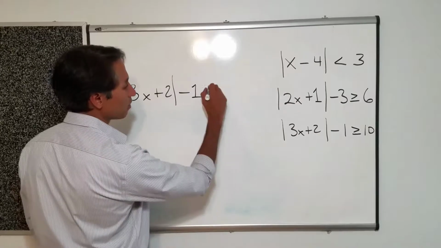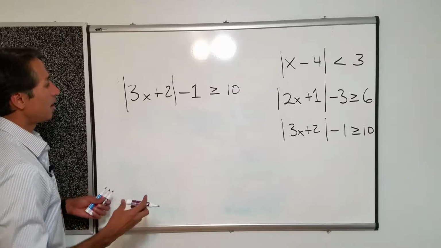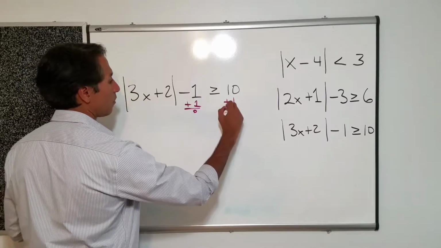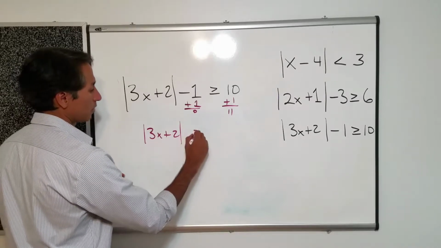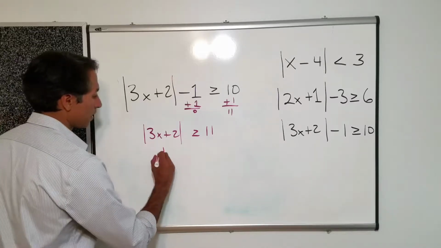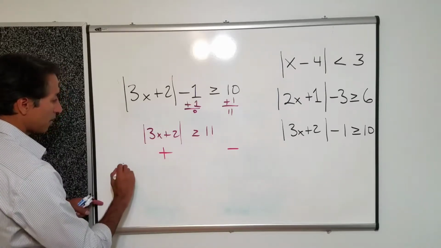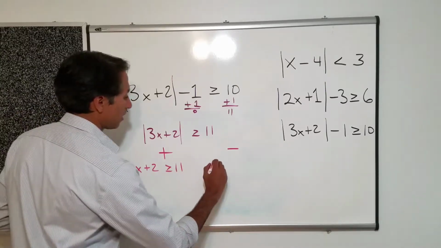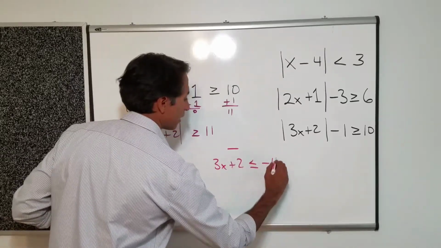Let's see here, minus 1, that's greater than or equal to 10. Again, this guy has got to go, so let's add 1, add 1. And then we got 3x plus 2 is greater than or equal to 11. Now we've got to set up our positive problem and our negative problem. The positive is always just a rewrite of the same thing: 3x plus 2 is greater than or equal to 11. This one over here is 3x plus 2 is less than or equal to negative 11.